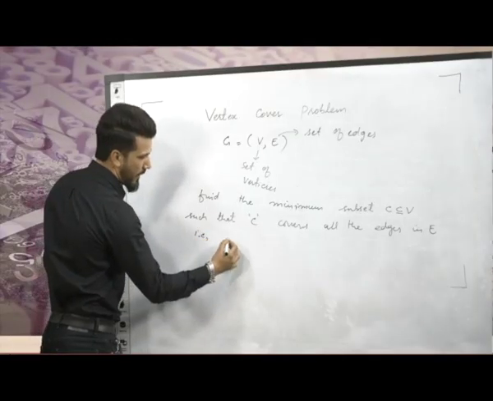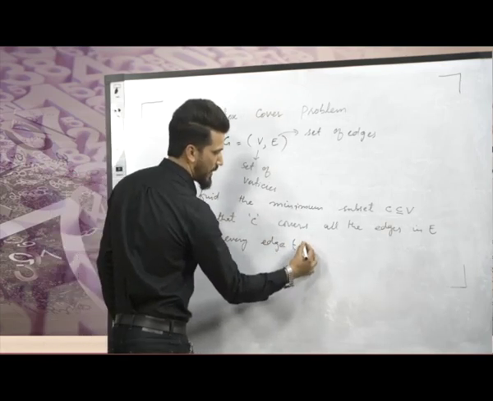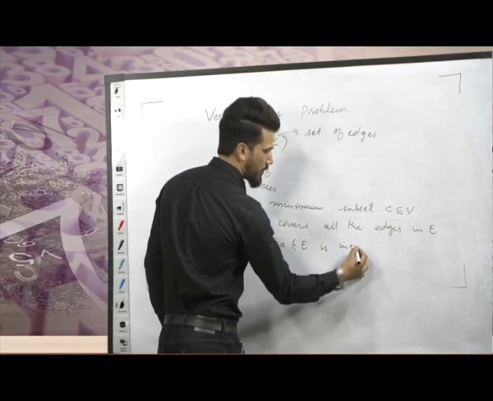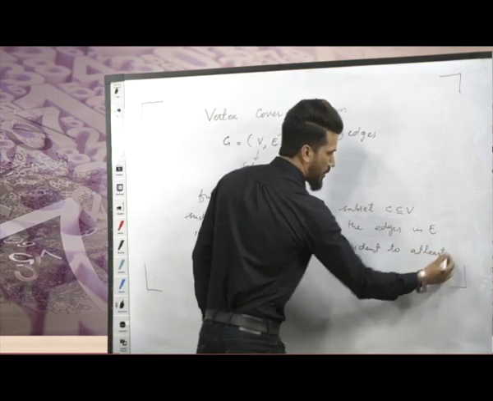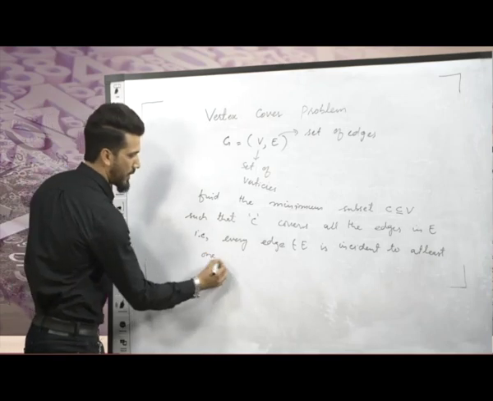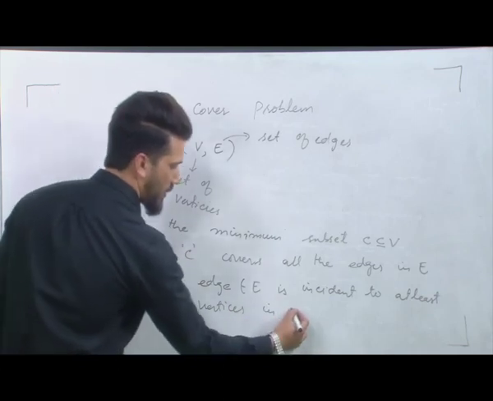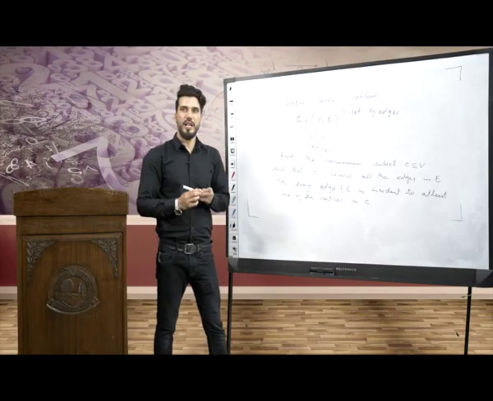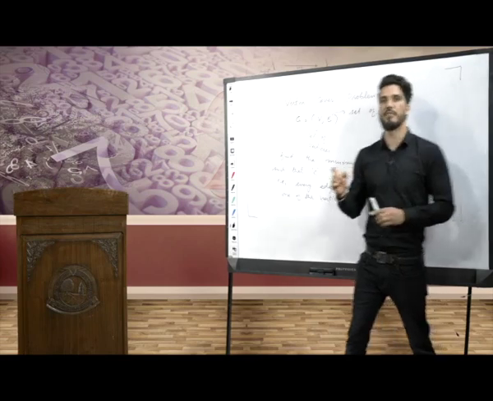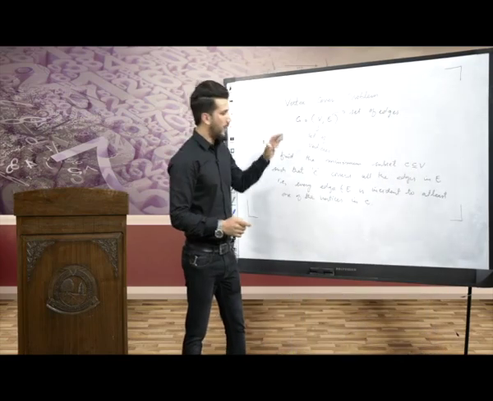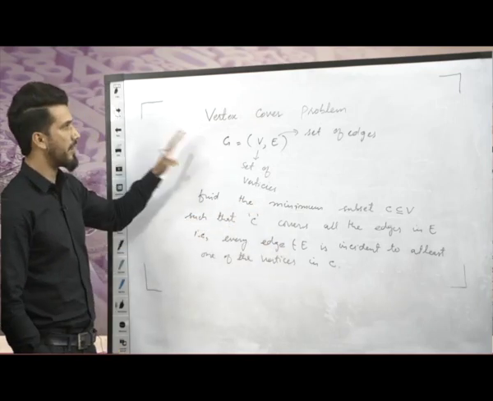that every edge in E is incident to at least one of the vertices in C. So if you take any edge of your graph, the minimum vertex cover set will contain a vertex to which this edge is incident. This is the vertex cover problem.